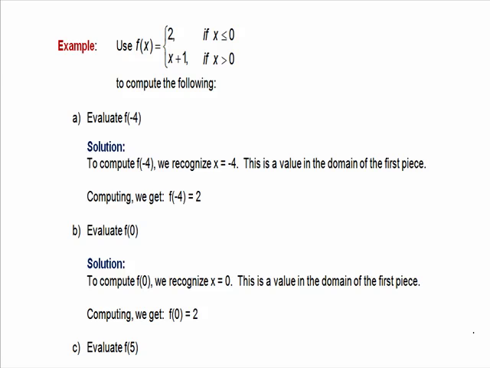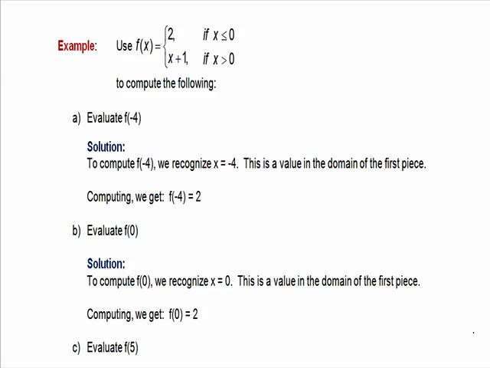In our last example, we graphed a function. Let's now take another look at that function and do some quick computations with it. So again, our function is f of x equals 2 if x is less than or equal to 0, and it's x plus 1 if x is greater than 0. So I have a number of computations.